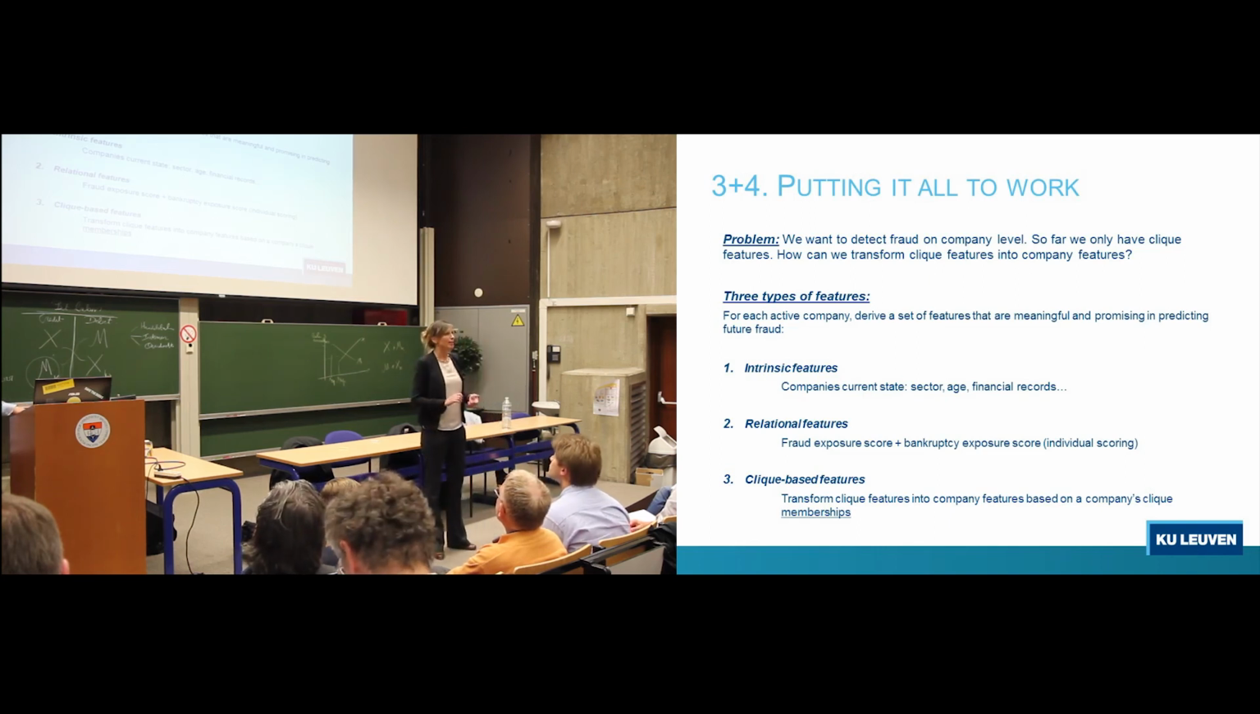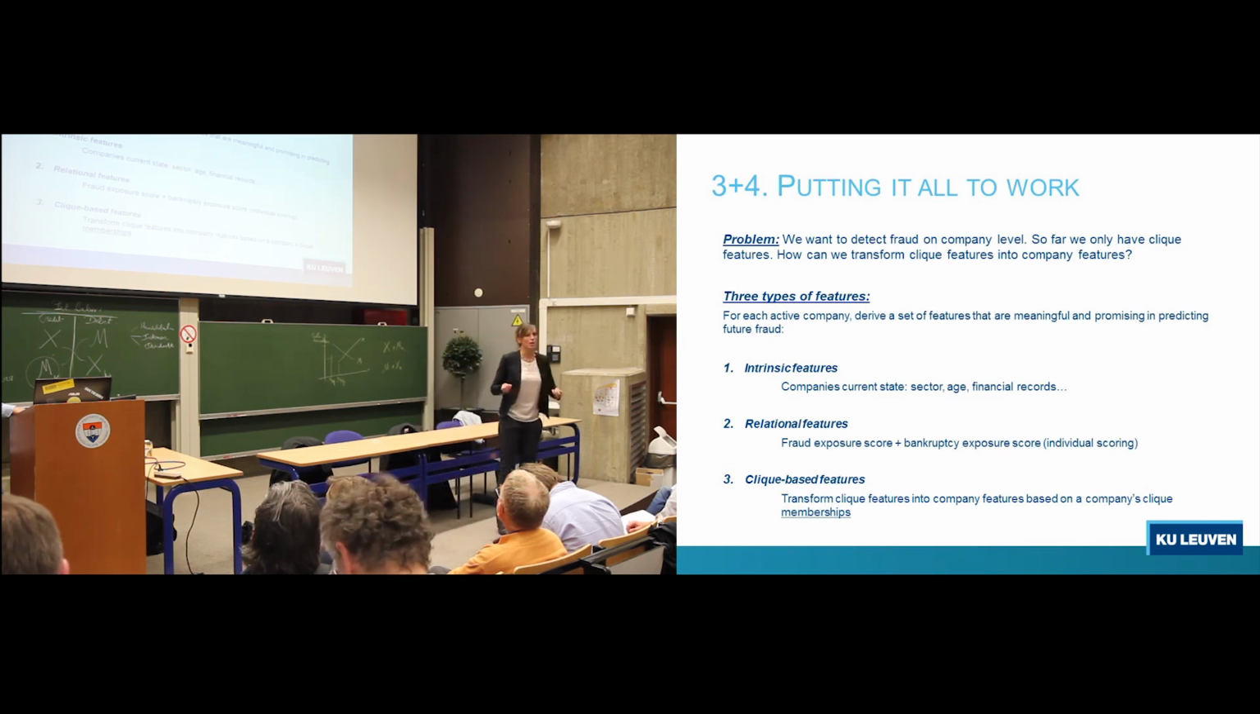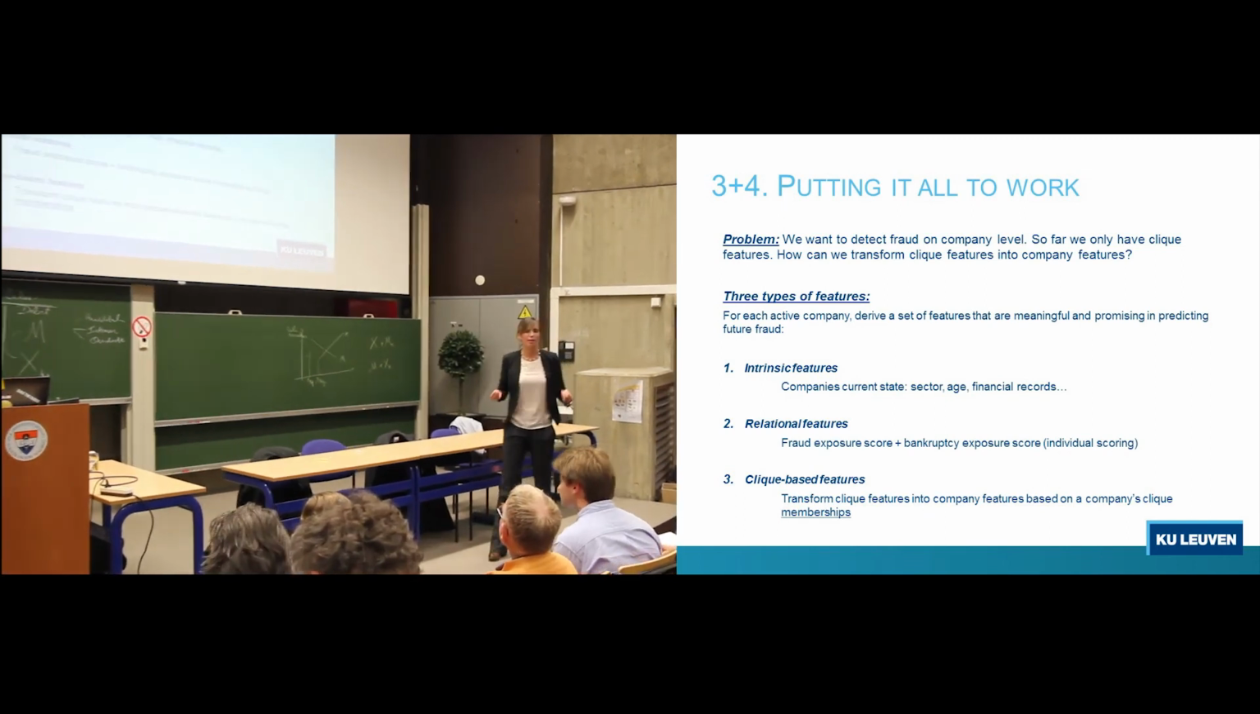A second set of features are the relational features. This is actually the individual score because it's also very important how the company as an individual acts in the network. And then the third set of features are the click-based features. Features we derive from the network.